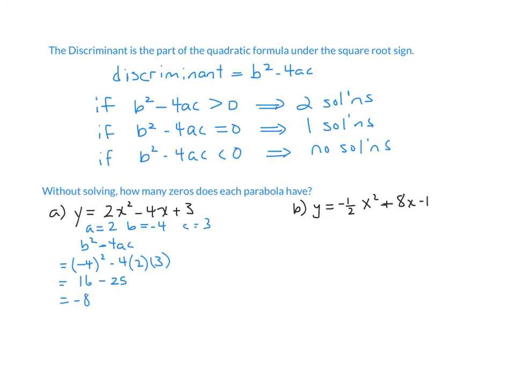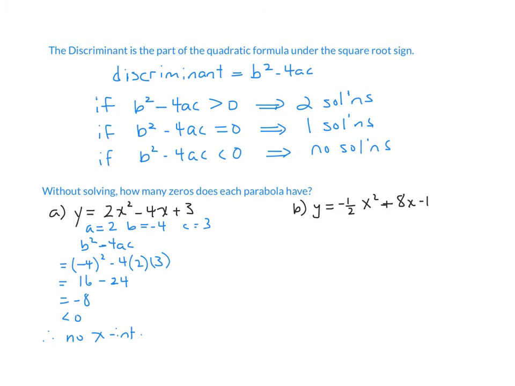And I said 24 and I wrote 25. My brain is sequential apparently. That's maybe good, I don't know. Okay, so because this is less than 0, this parabola will have no x-intercepts.